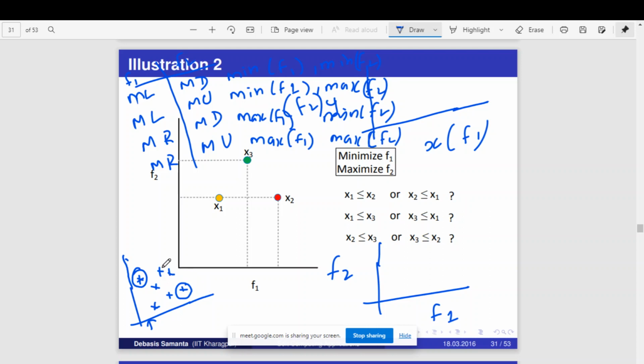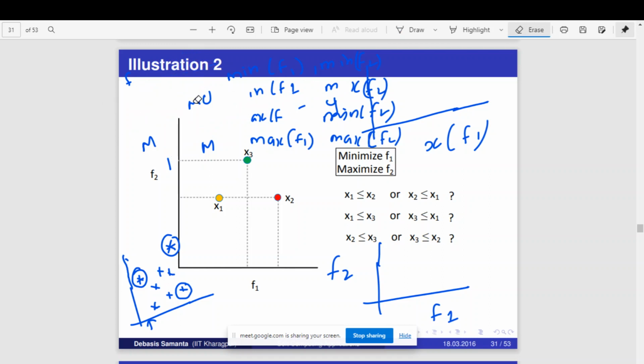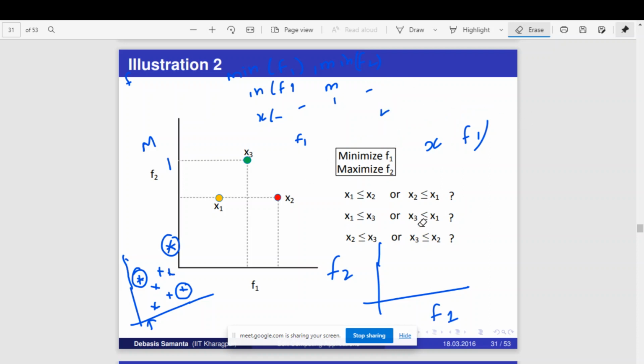So any one of these two, or if a point lies here, then this is extreme right. So depending on this, you have to decide, right? So these are the four possible cases. So here, what is the case? Minimize f1 and maximize f2, which means which point will you say is a better point, or which solution is a better solution.